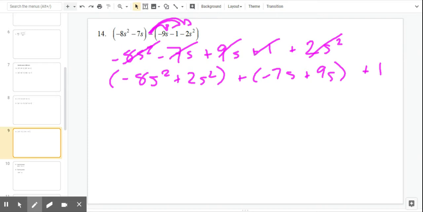So negative 8 plus 2 would be negative 6s squared. So again, you're just adding the coefficients together to combine like terms. And then plus negative 7 plus 9 would be 2s plus 1.